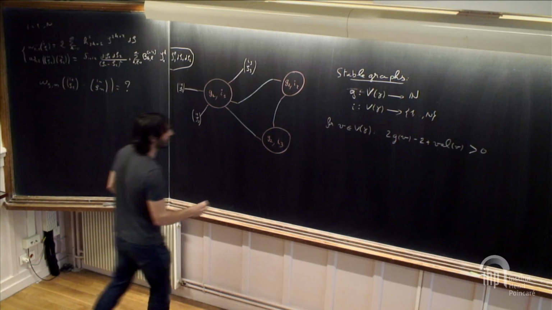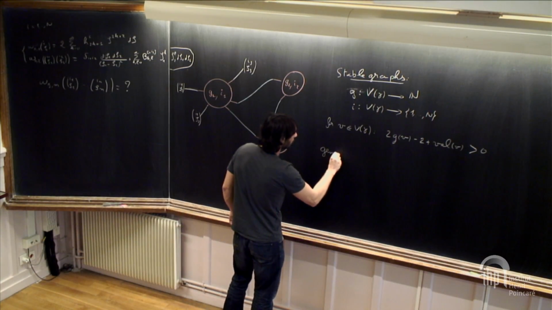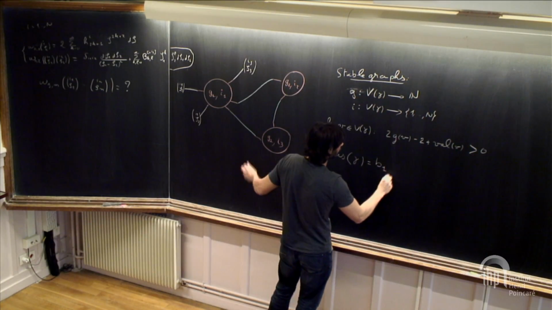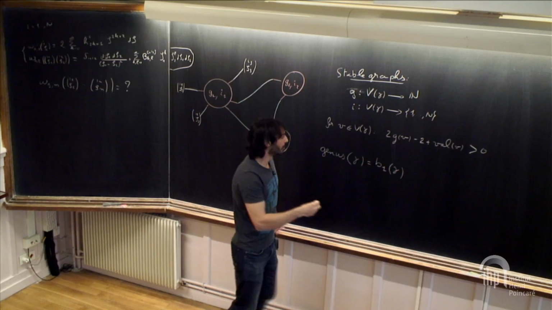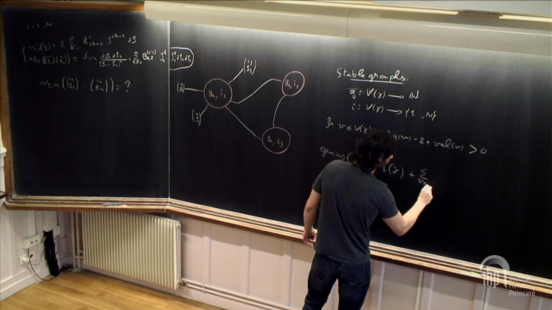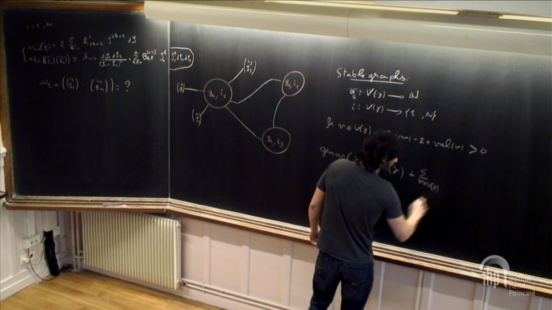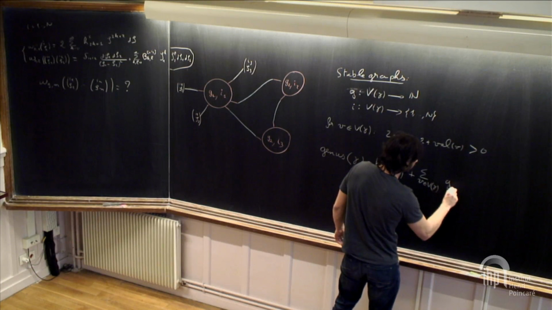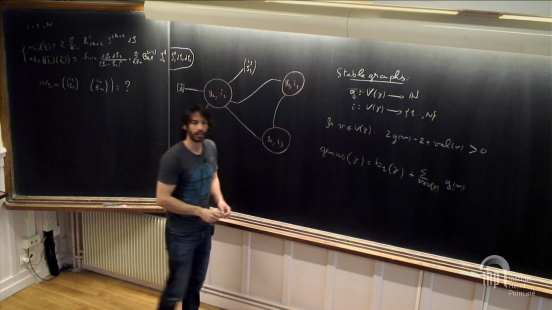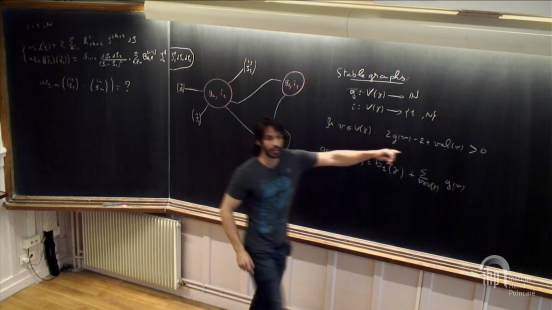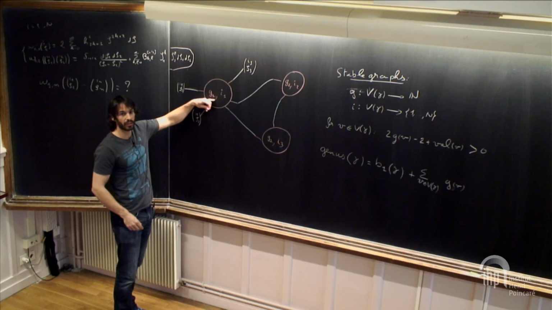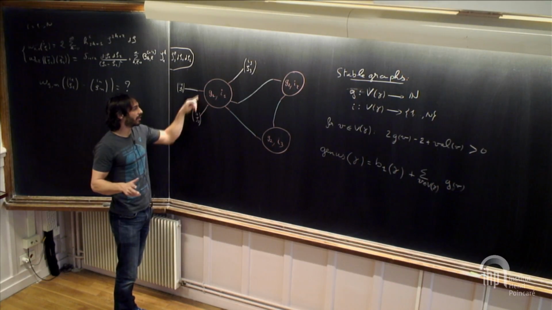Yeah, so the genus of my graph gamma is equal to the first Betti number of this graph, so the number of loops, plus the sum over vertices V of the genus G of V. It's the valency of V. So basically, if you've got a vertex which has genus 0, it needs to have at least 3 legs going out.